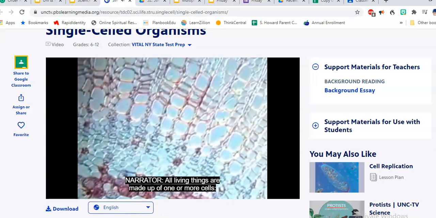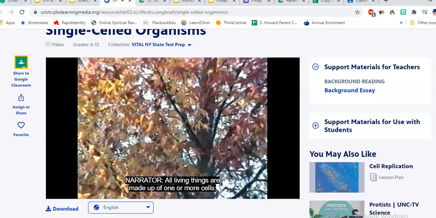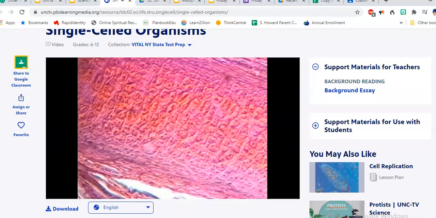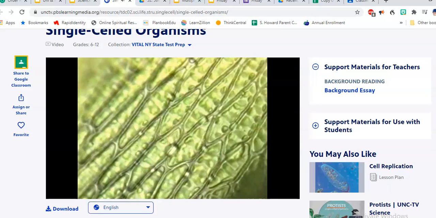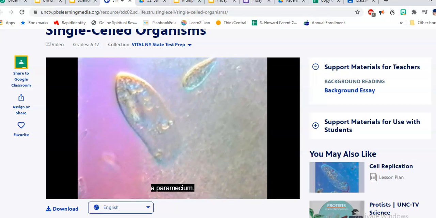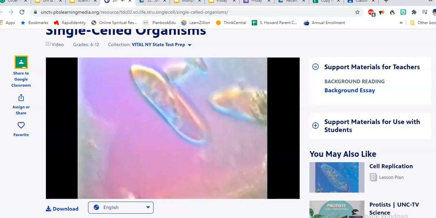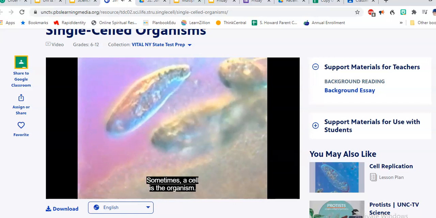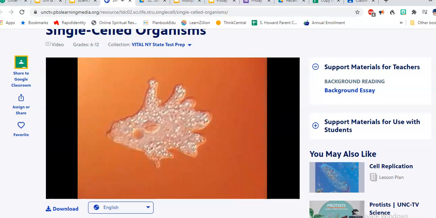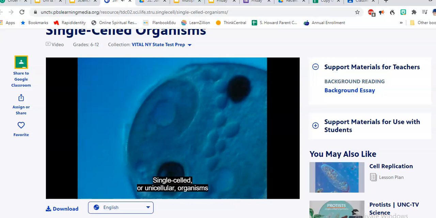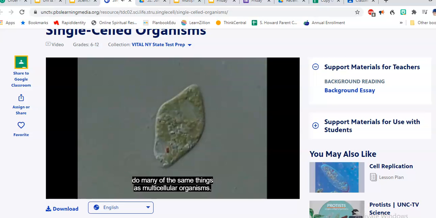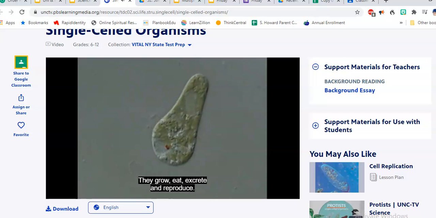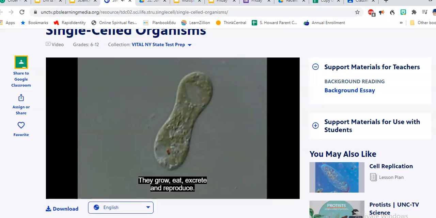All living things are made up of one or more cells. Trees, elephants, moss, a paramecium. Sometimes the cell is the organism. Single-celled or unicellular organisms do many of the same things as multicellular organisms. They grow, eat, excrete, and reproduce.